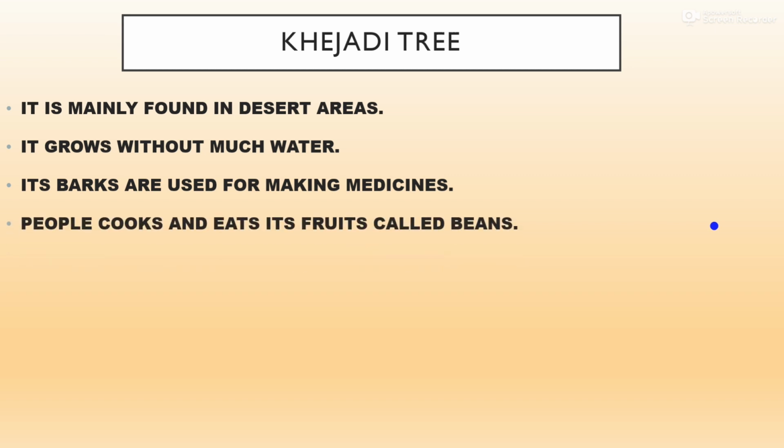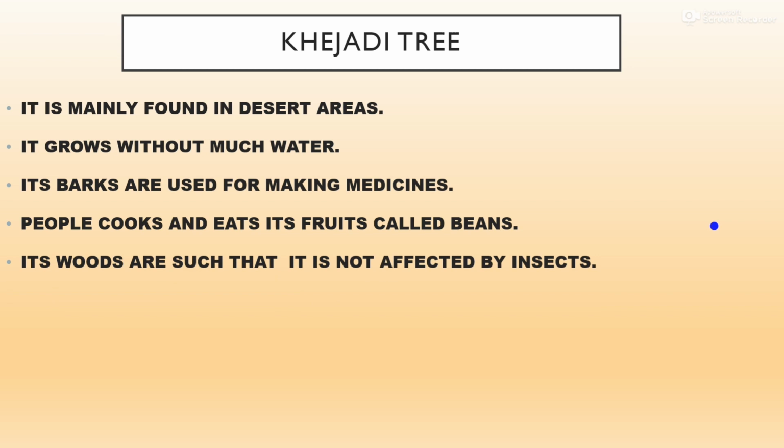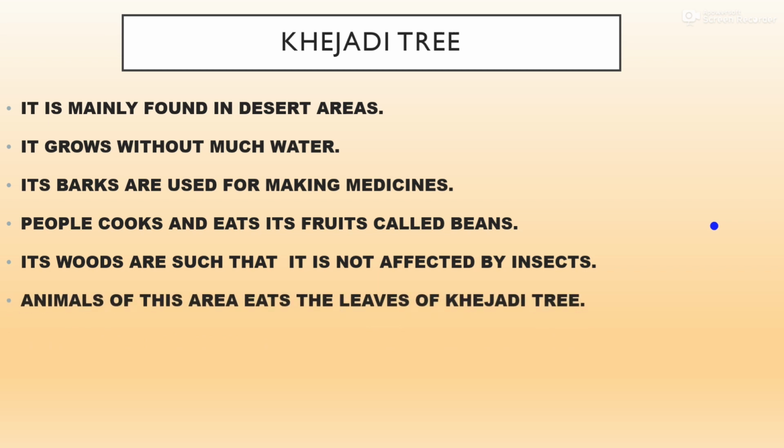People cook and eat its fruits, which are called beans. Its wood is such that it is not affected by insects. This is what is special about the Khejri tree: insects do not affect the wood of the Khejri tree.